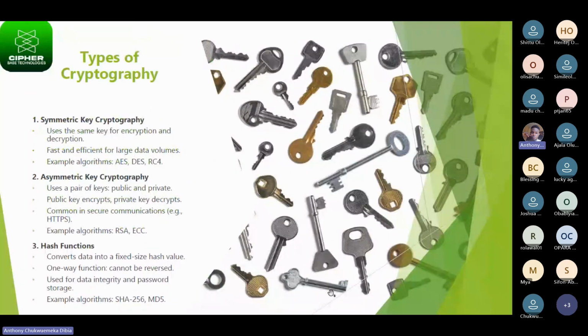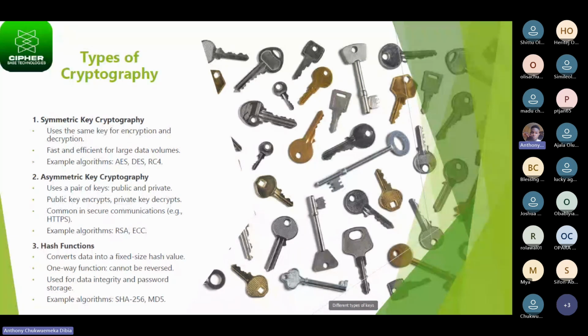So we have types of cryptography. We have symmetric key cryptography. This uses the same key for encryption and decryption. It is fast and efficient for large data volumes. Examples of algorithms used in symmetric are AES, which means Advanced Encryption Standard, then we have DES, and RC4.